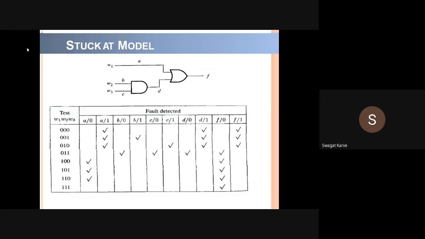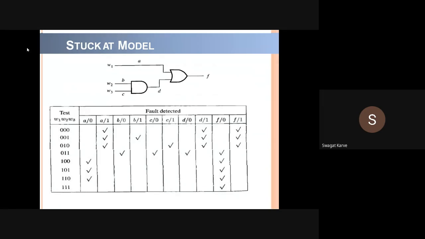That means first, the A wire you have to connect permanently to logic 0, then permanently to logic 1, and you have to check the output. Similarly, the B wire, you have to connect to logic 0 permanently, or to logic 1 permanently, and again you have to check the output.